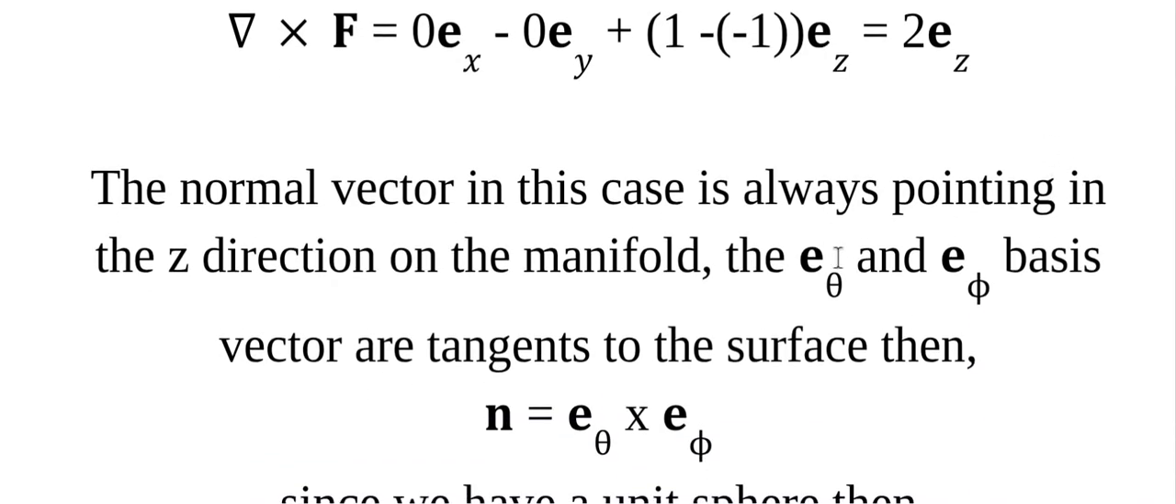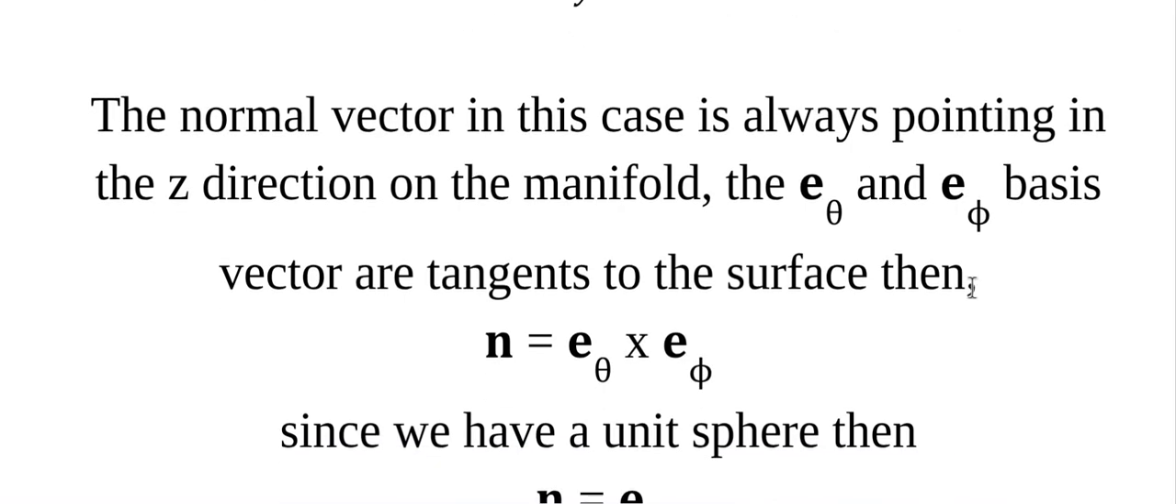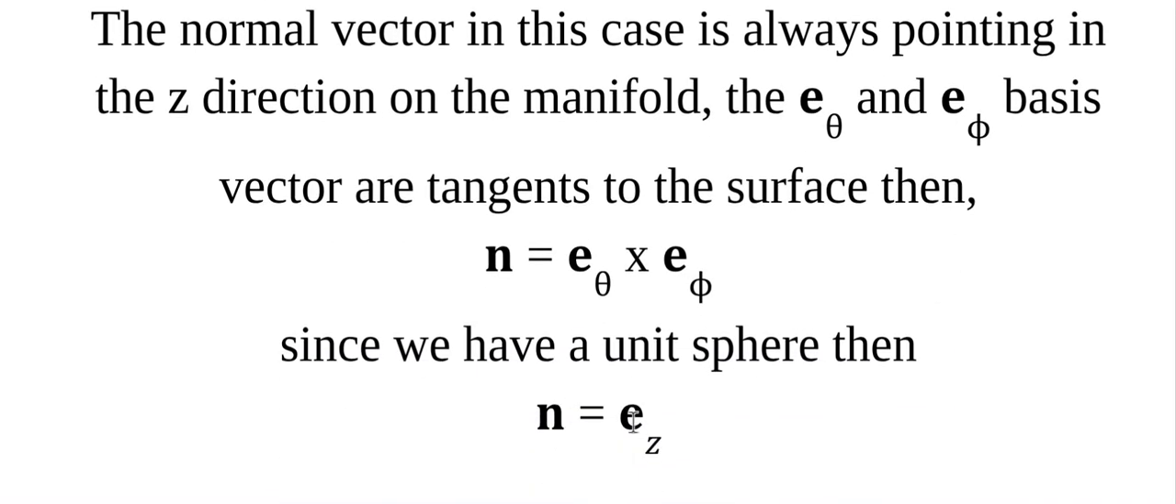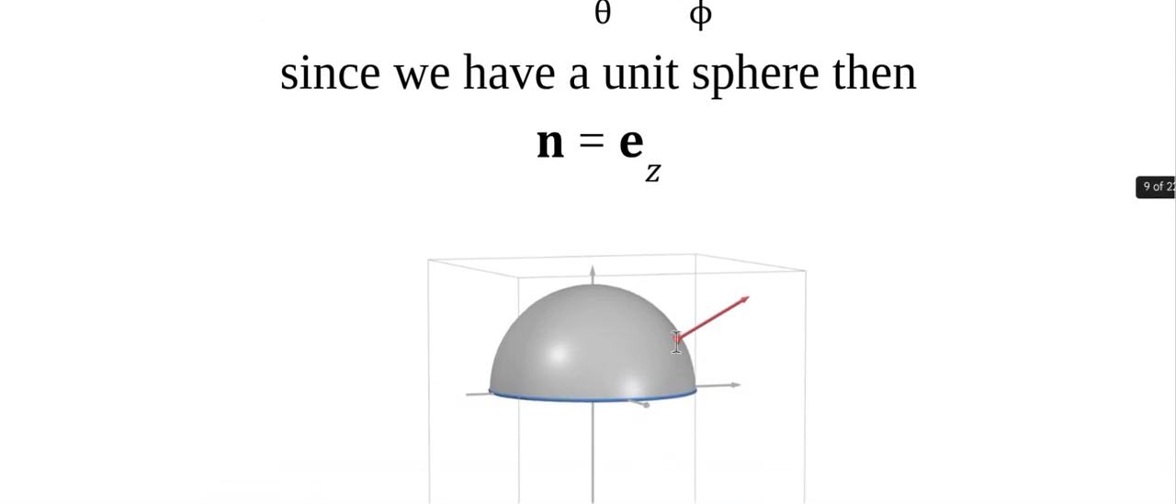The easiest way to do a normal for me is to say the e_theta and e_phi basis vectors are tangent to the surface at every point. Then the normal is just e_theta cross e_phi. And since we have a unit sphere, that's really easy. It's just e_z, right? So everywhere on this manifold the normal is pointing straight out.